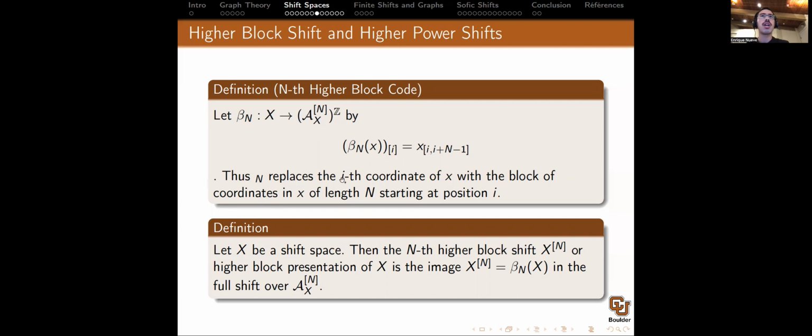Thus, beta sub n, the nth higher block code here, replaces the ith coordinate of x with the block of coordinates in x of length n, starting with position i. We can define an nth higher block shift, X to the n, as just the image of applying the nth higher block code to the whole shift space.